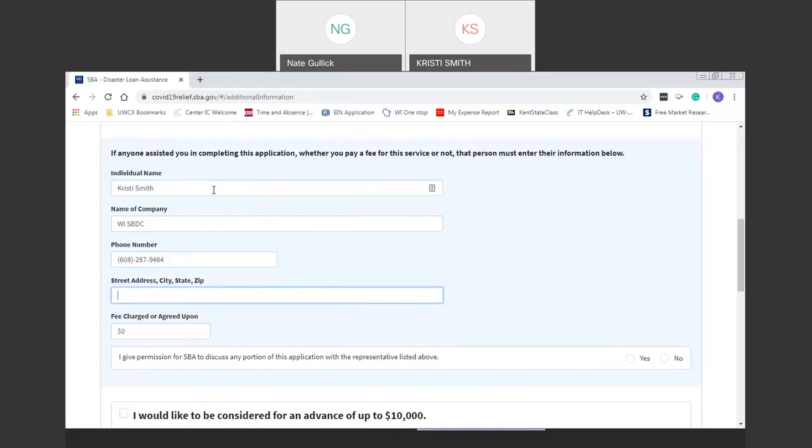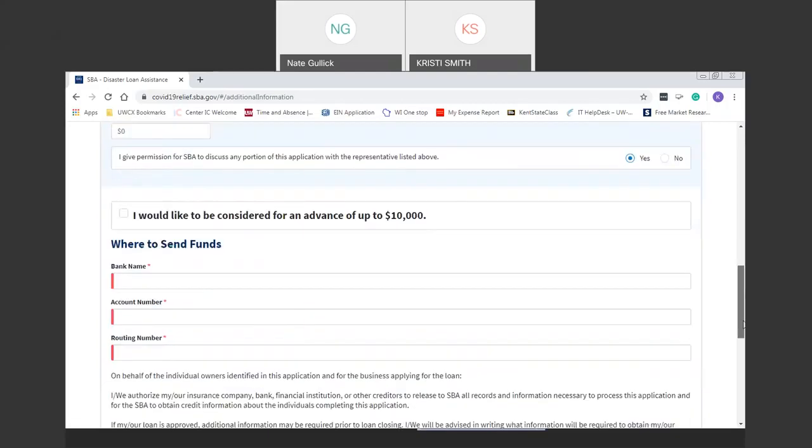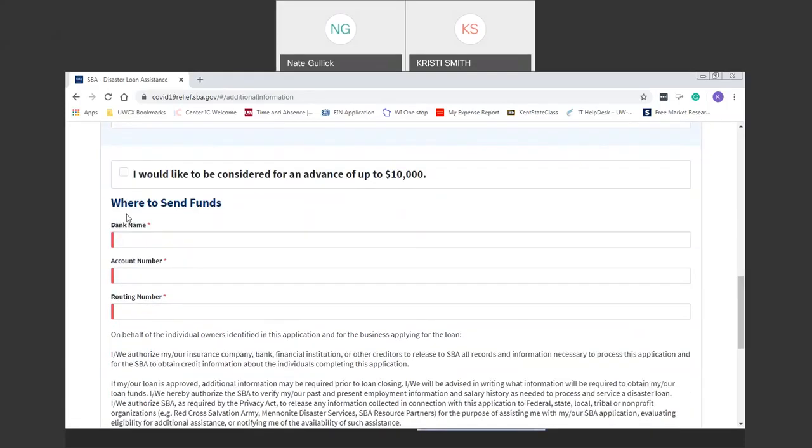I've been leaving this address blank. In my case, we don't have a physical office. It doesn't seem to have a problem with me leaving that field blank. And then the client either grants or denies permission for the SBA to reach out to the person listed here regarding this application. This is part of this new process that came out this week.